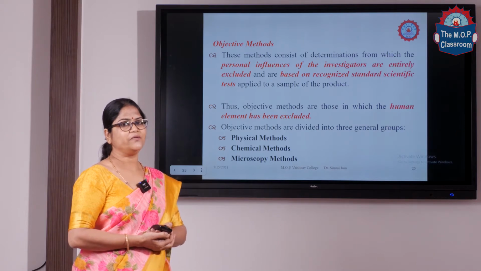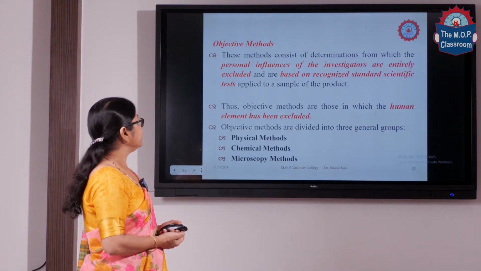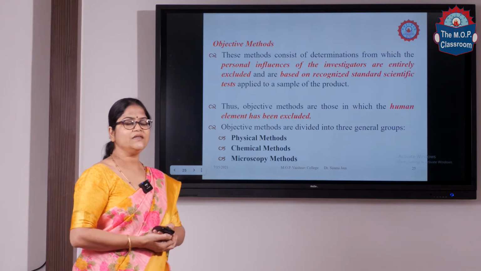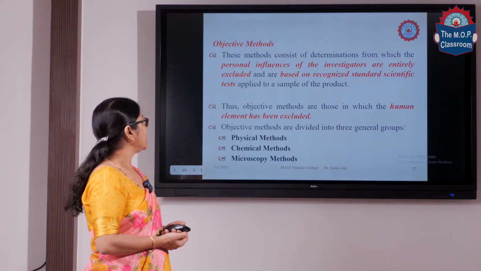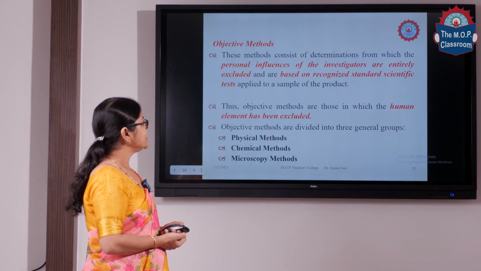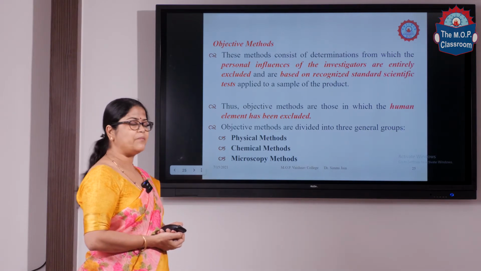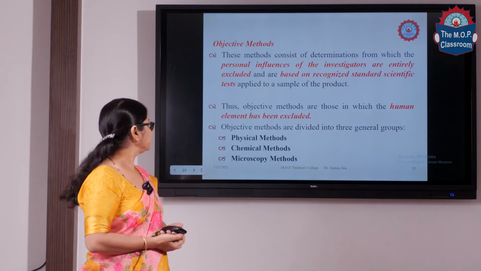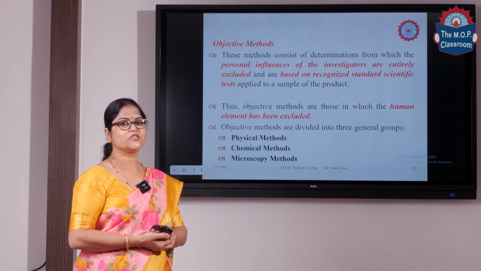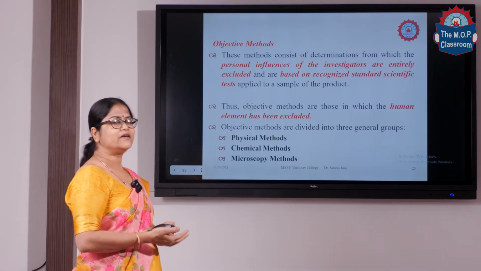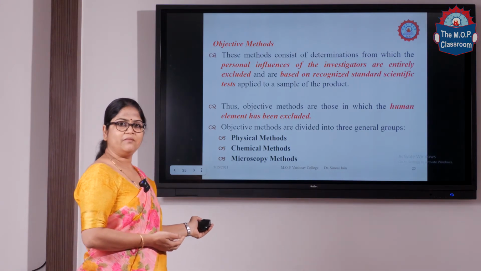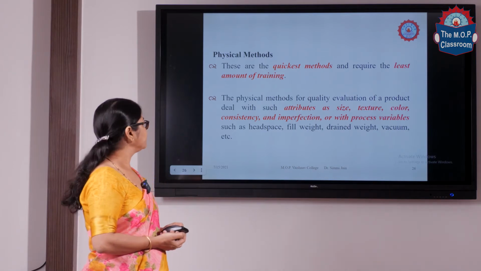Objective methods of evaluating the quality of a food. These methods consist of determinations from which the personal influences of the investigators are entirely excluded and are based on recognized standard specific tests applied to the sample of the food. Thus, objective methods are those in which the human element is excluded. Objective methods are further divided into three categories: physical methods, chemical methods, and microscopy methods.